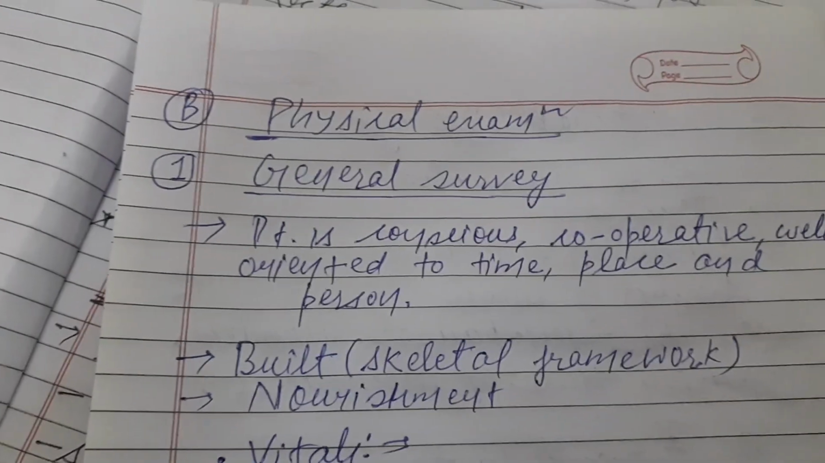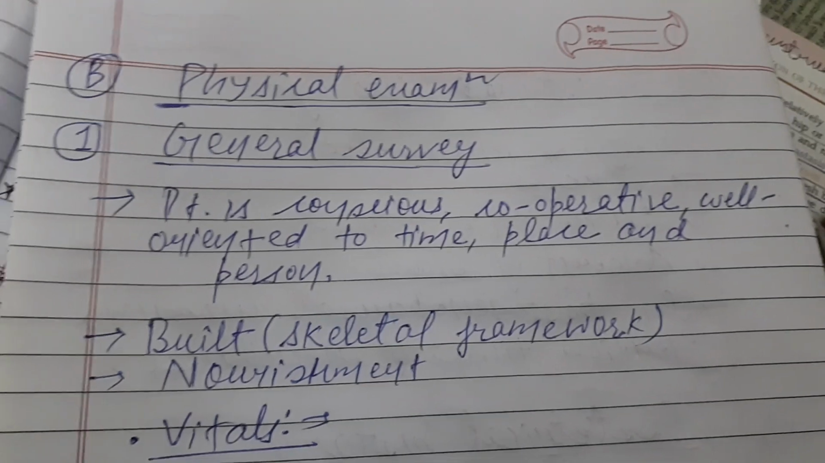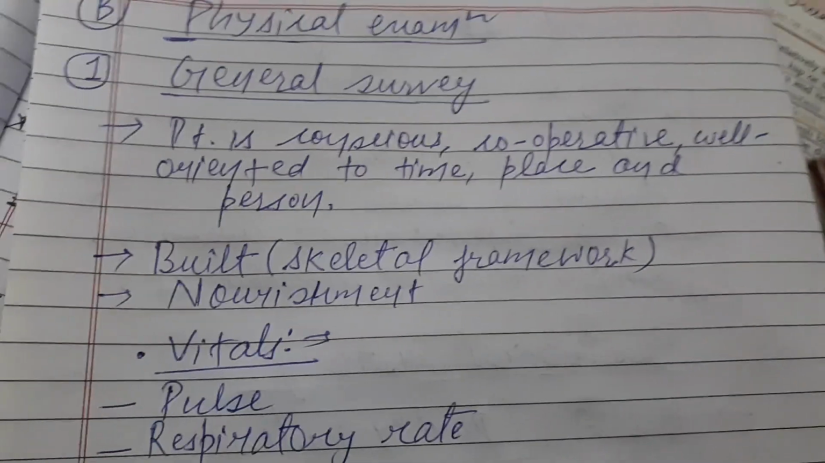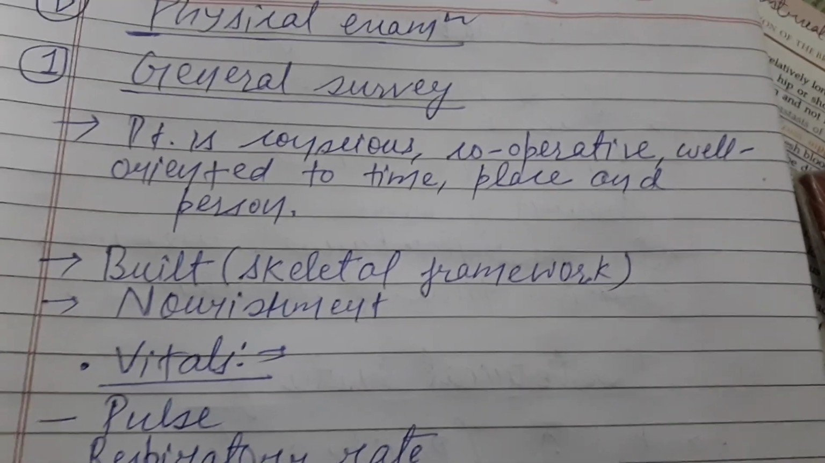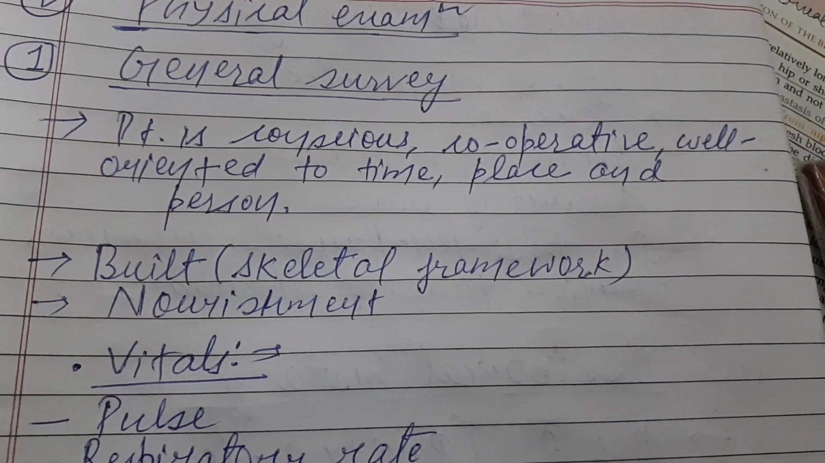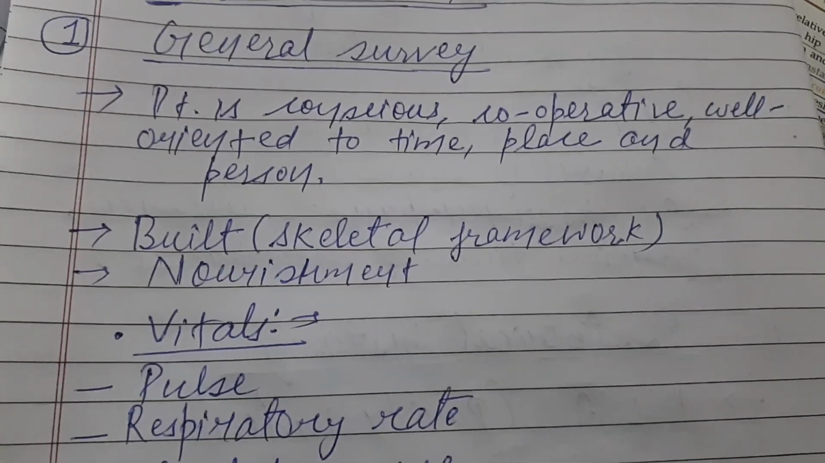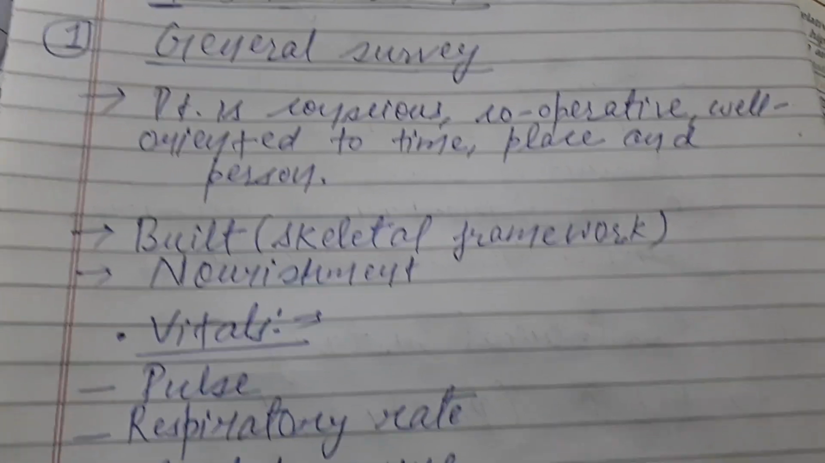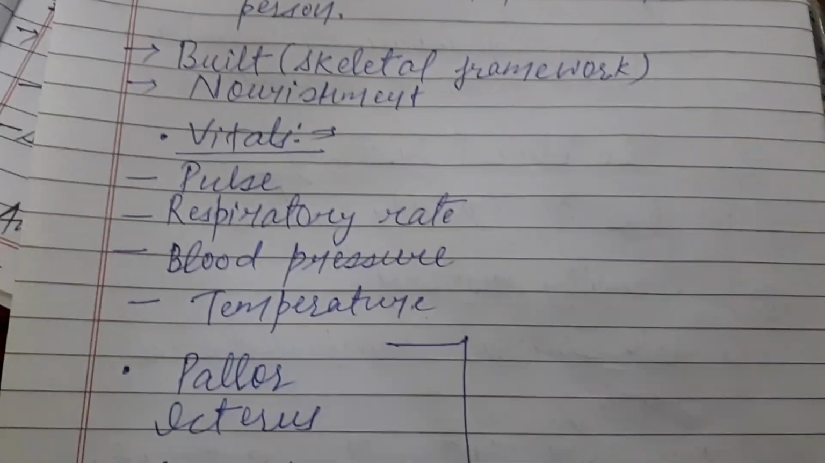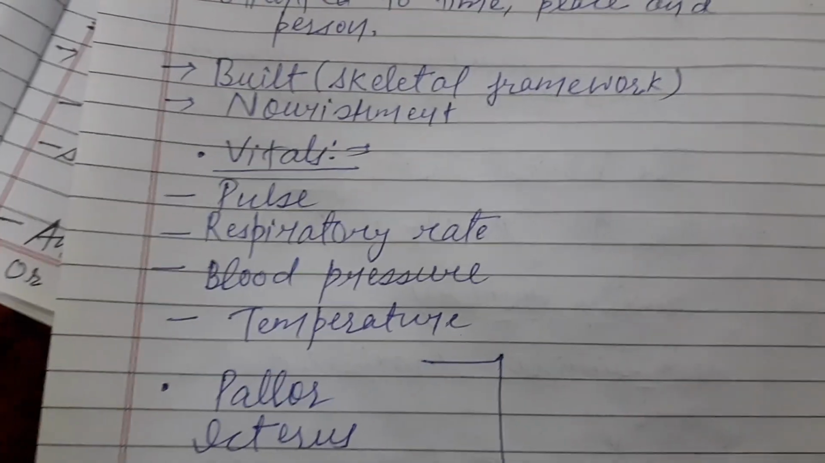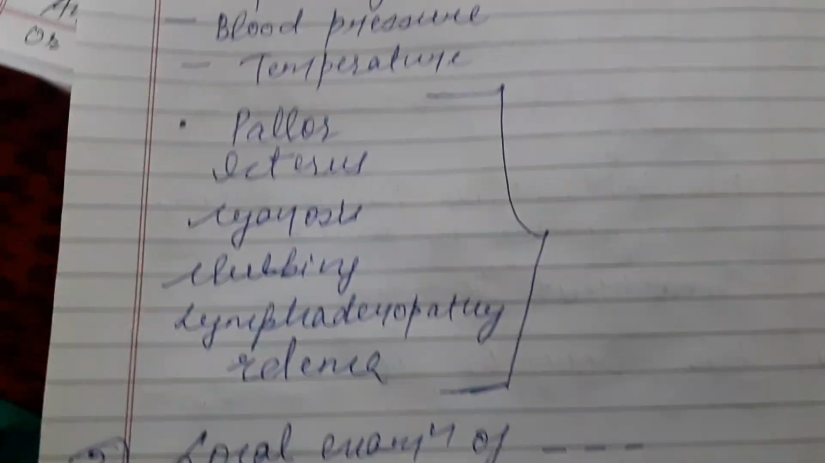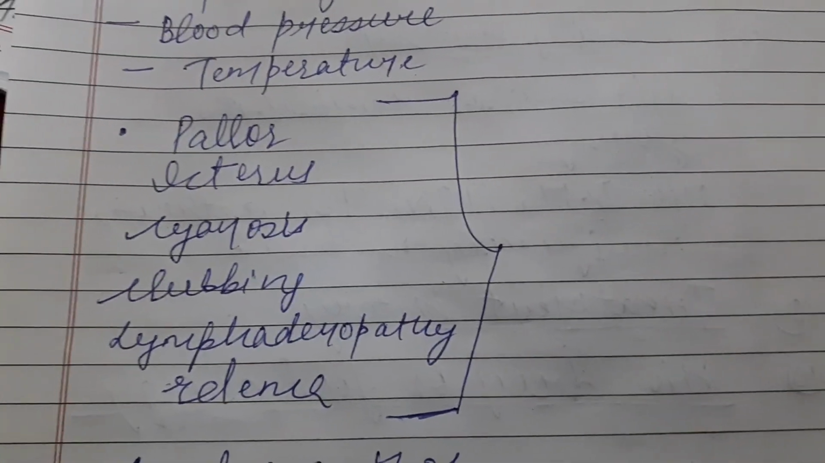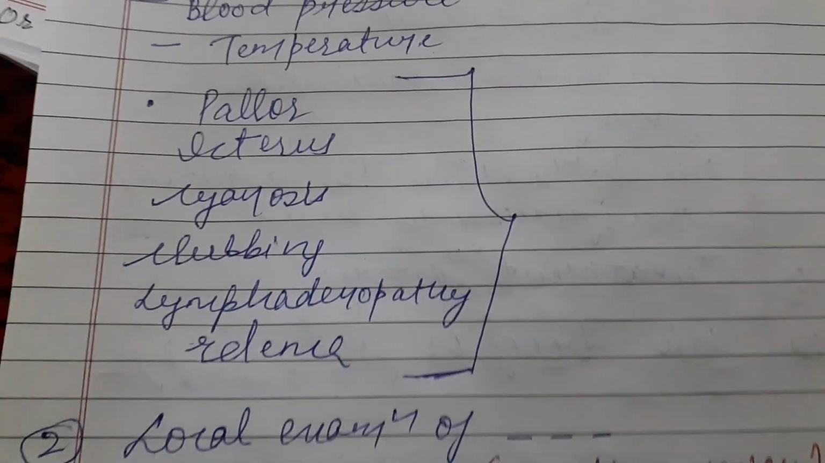Now we come to physical examination. First is general survey, in which we will write that the patient is conscious, cooperative, well oriented to time, place and person. Then build, that is skeletal framework, and nourishment. Nourishment is BMI. Then vitals like pulse, respiratory rate, blood pressure, temperature. Then pallor, icterus, cyanosis, clubbing, lymphadenopathy and edema.